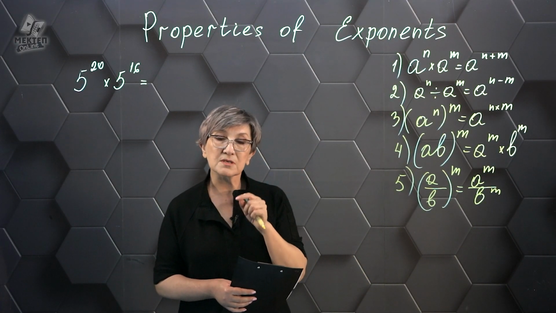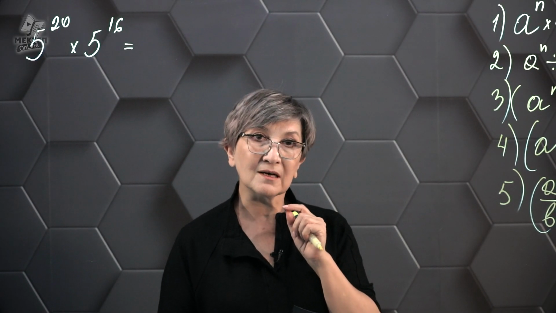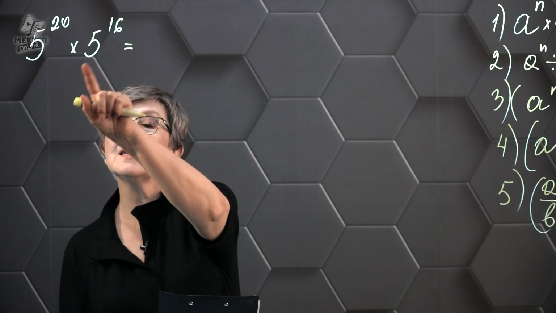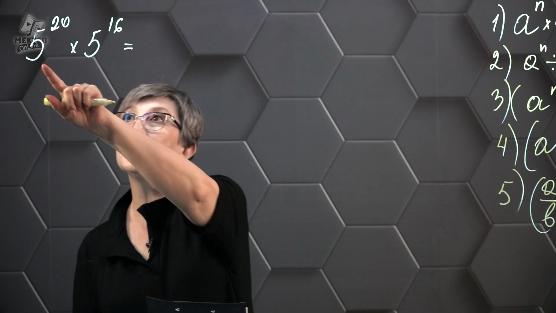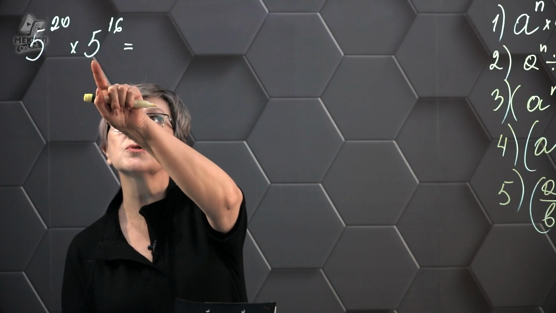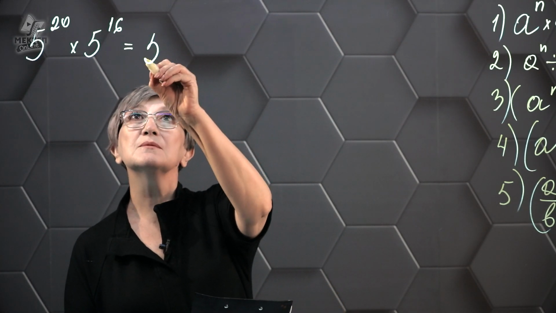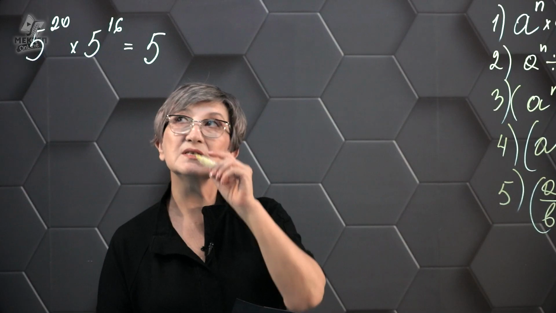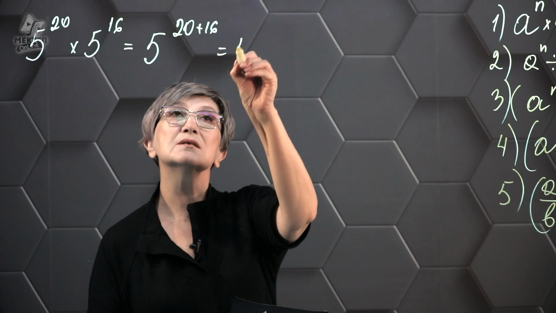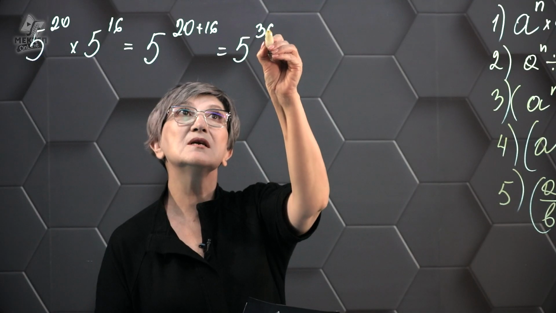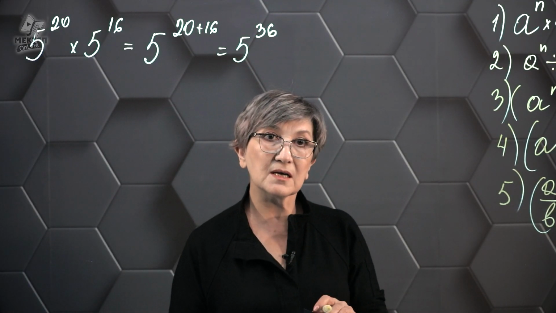But once again, I draw your attention: this property can only be applied when the base is the same. In our example, the base of the first multiplier is 5 and the second multiplier is 5. So I can apply this property. Then I'll write 5 to a power and add 16 to 20. The result is 5 to the power of 36. This is the answer.